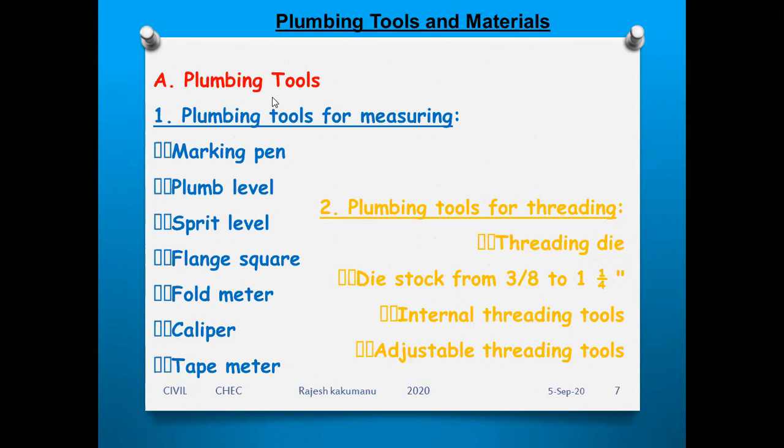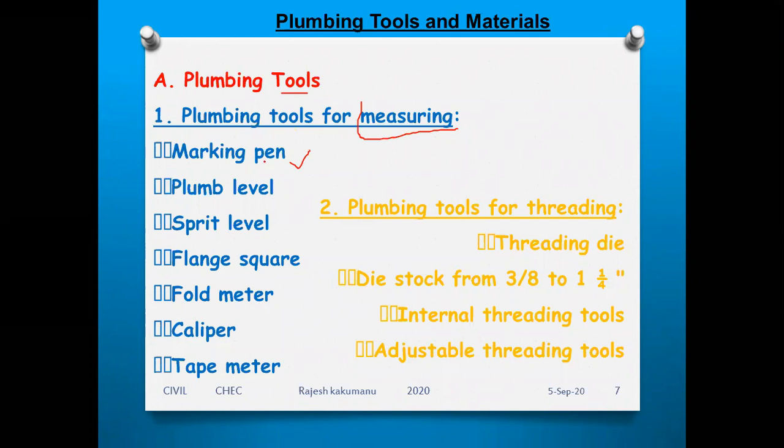Now see, we'll go deeper into the plumbing tools and plumbing material. So if you see the first one, plumbing tools. What are the plumbing tools? Plumbing tools for measuring. To measure, we require some type of tools. What is the first one? The marking pen.